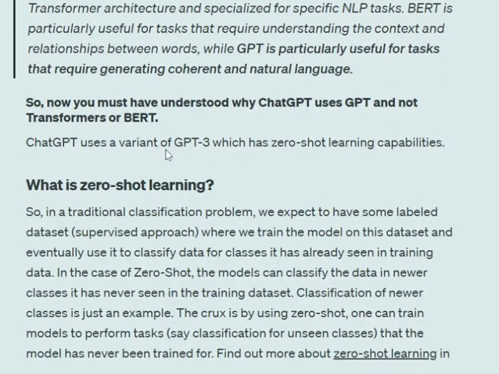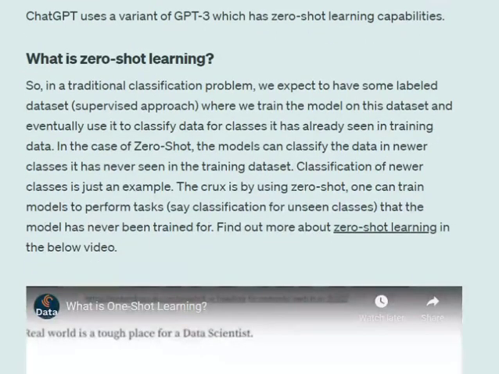ChatGPT uses a variant of GPT-3, which has zero-shot learning capabilities. Now, what is zero-shot? I've covered zero-shot learning in my previous videos as well, so I will give a brief here. Zero-shot learning is a method of machine learning where models are trained in such a way that they are able to perform tasks for which they are not even trained. For example, you train your model to classify dogs and cats, and if an image of a fish comes in, the model is still able to recognize it as a fish.